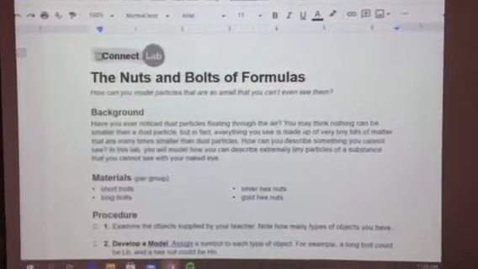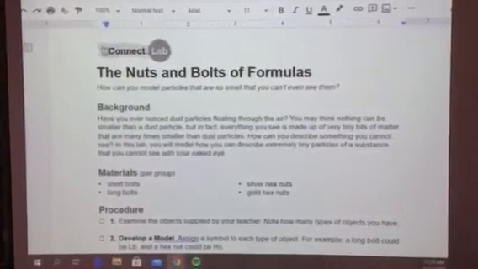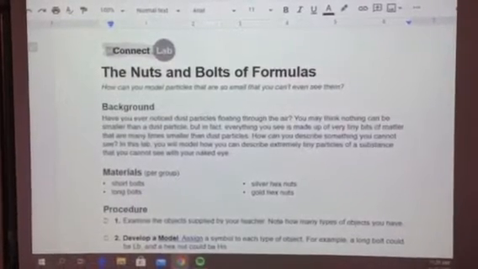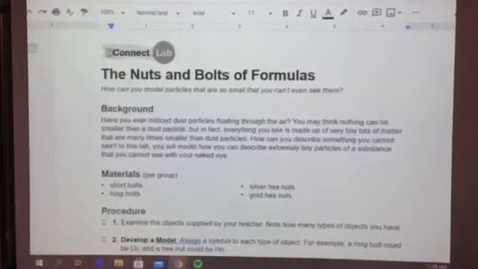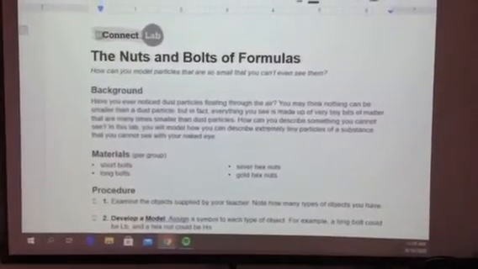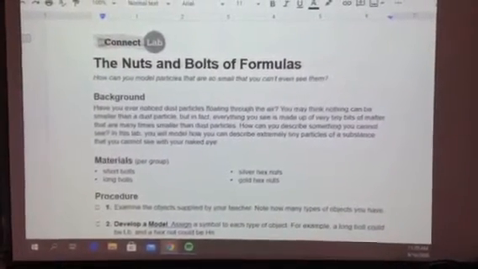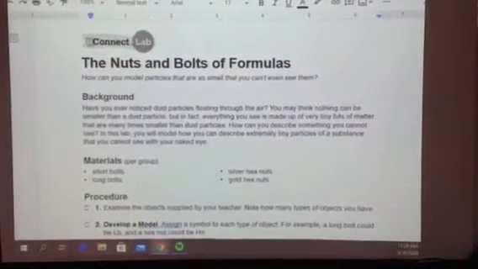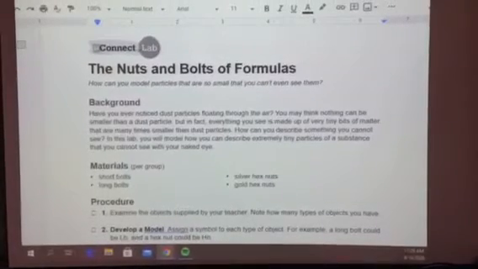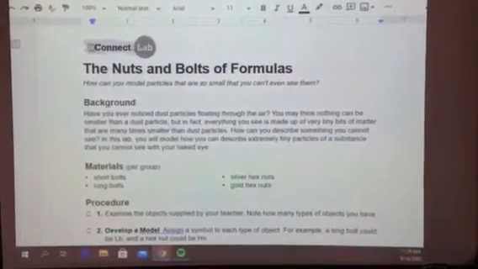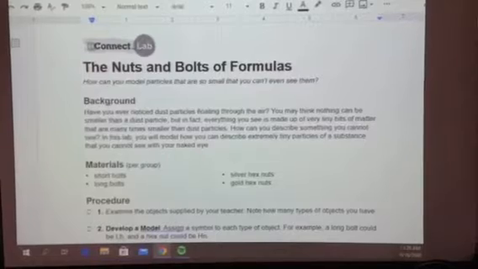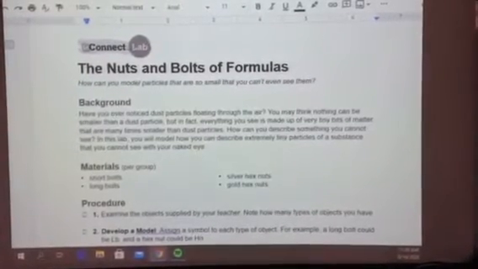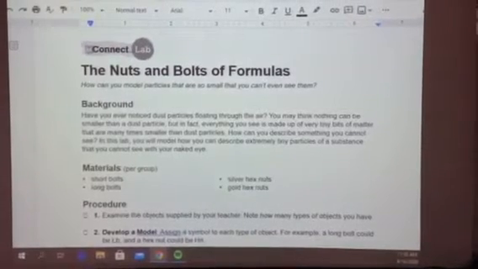All right, ladies and gentlemen, to go through the procedure in the background. First of all, the lab is called the Nuts and Bolts of Formulas. How can you model particles that are so small that you can't even see them? The background. Have you ever noticed dust particles floating through the air? You may think nothing can be smaller than a dust particle, but in fact, everything you see is made up of very tiny bits of matter that are many times smaller than dust particles. How can you describe something you cannot see?